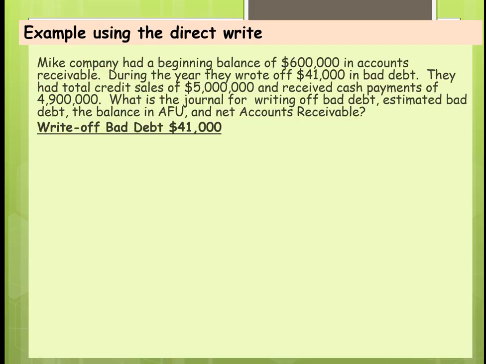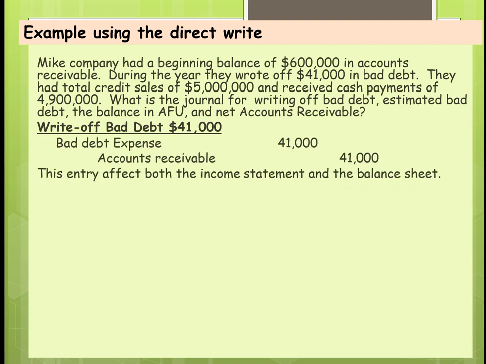Now, my company has a beginning balance of $600,000 in accounts receivable. During the year, they wrote off $41,000 in bad debt. They had total credit sales of $5 million, and they collected $4.9 million. What is the journal for writing off bad debt? Estimated bad debt, the balance in allowance for uncollectibles, and net accounts receivable.